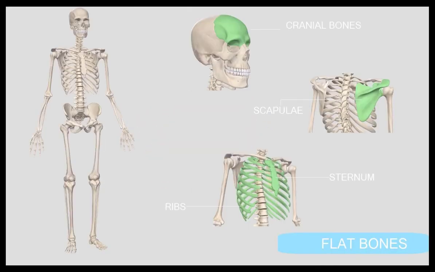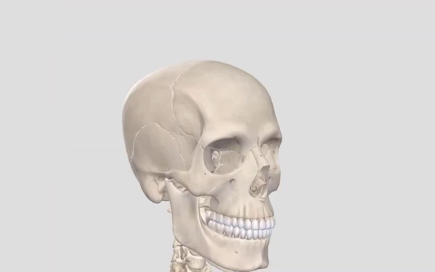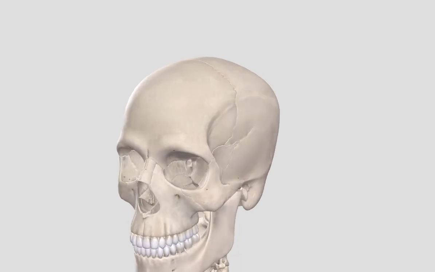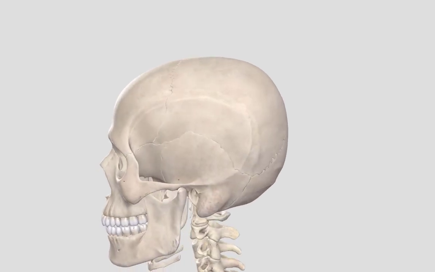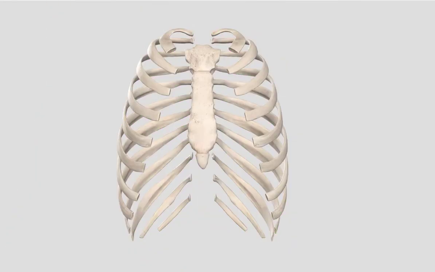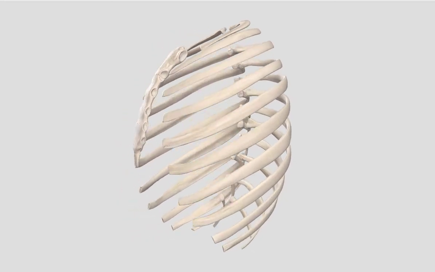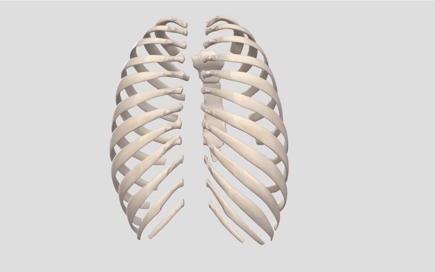Flat bones, which have a flat or slightly cupped appearance. There are flat bones in the skull, occipital, parietal, frontal, nasal, lacrimal, and vomer, the thoracic cage, sternum and ribs, and the pelvis, ilium, ischium, and pubis.